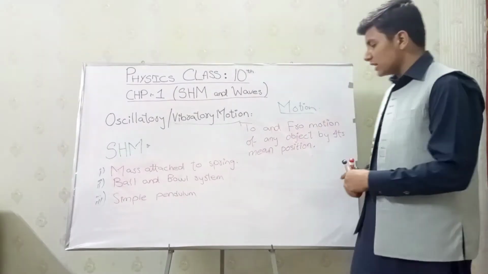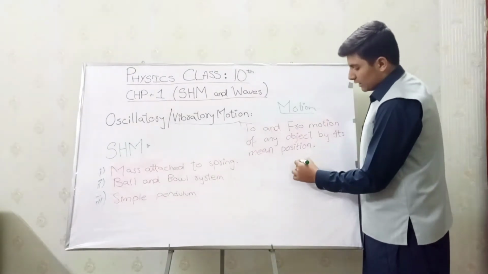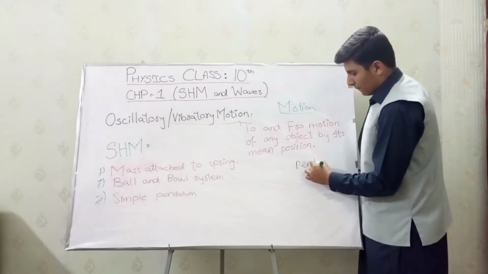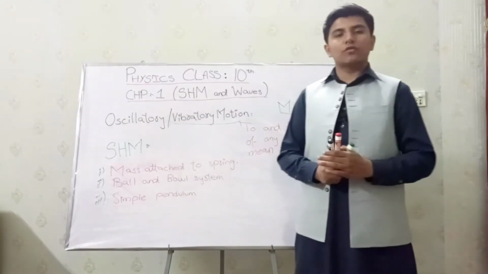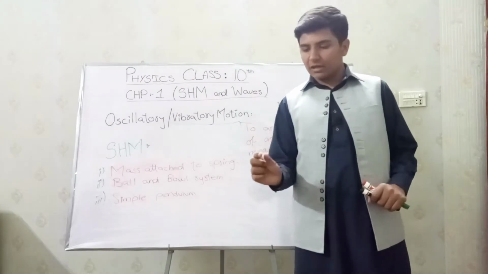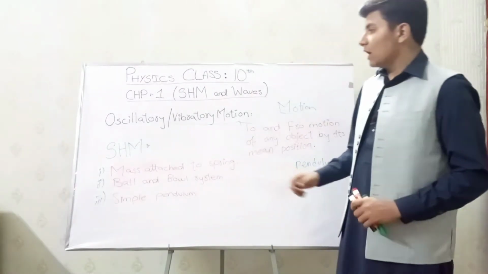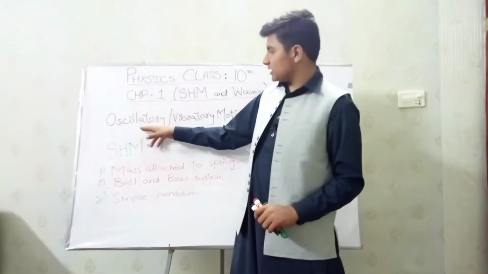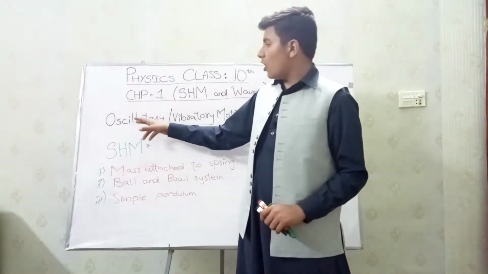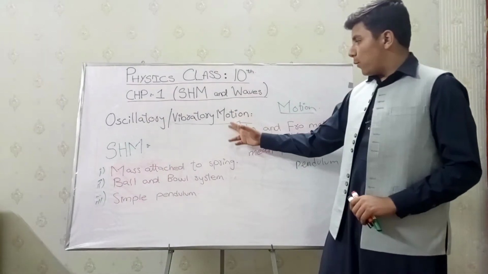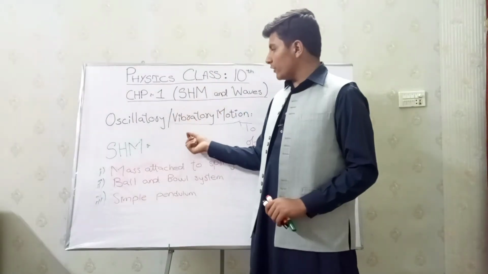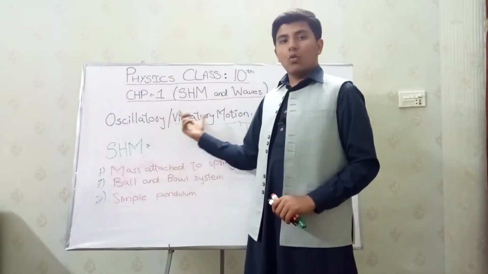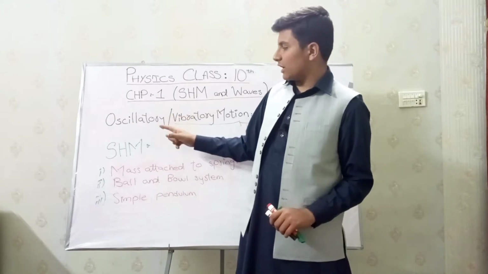In simple examples, I will give you the example of the pendulum. The pendulum is the simplest example of vibratory motion, which goes to and fro and passes through its mean position. Now here I have written something else beside vibratory motion: oscillatory motion. Both vibratory and oscillatory motion are one thing. There is no difference between these two words. Words are changed, but meanings are the same.